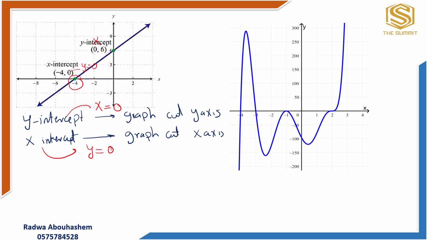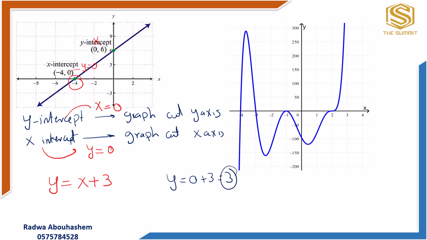Maybe I'm giving you an algebraic expression and I'm asking you about the y-intercept and the x-intercept. Let me give you an example here. I'm telling you y equals x plus 3. Give me the x-intercept and the y-intercept. For the y-intercept, I have to put x equal to 0. So y equals 0 plus 3, so it's 3. This is the y-intercept, 3.